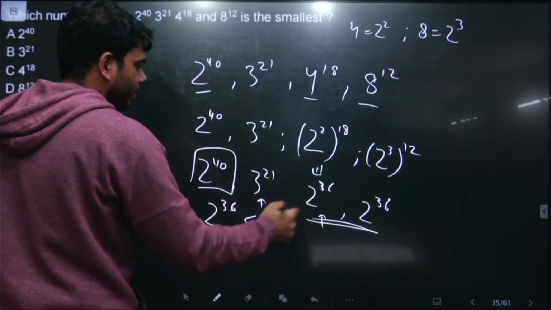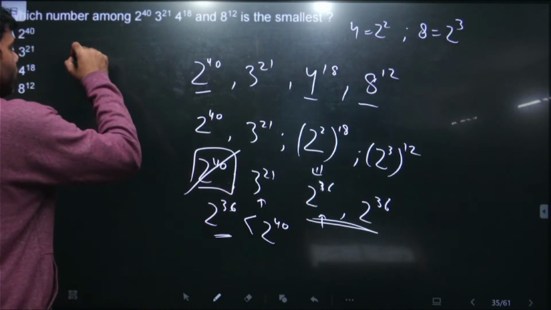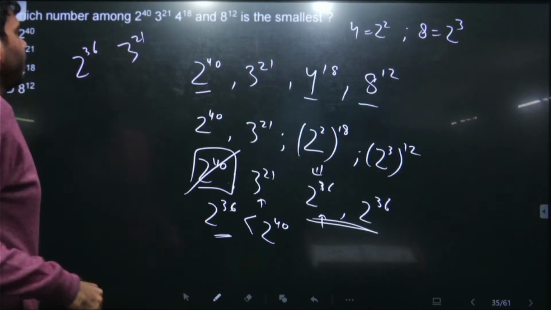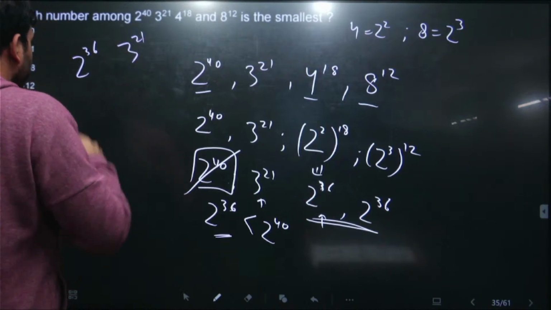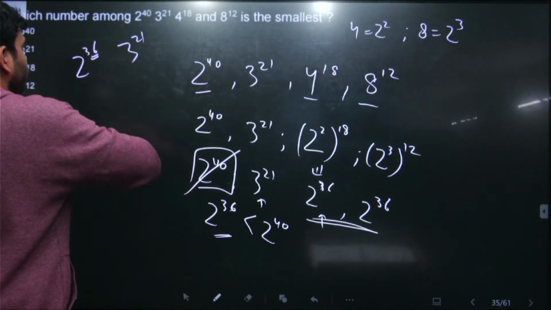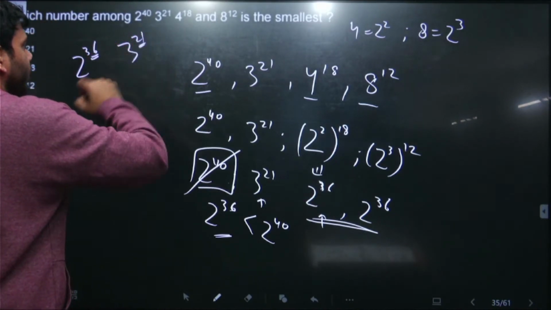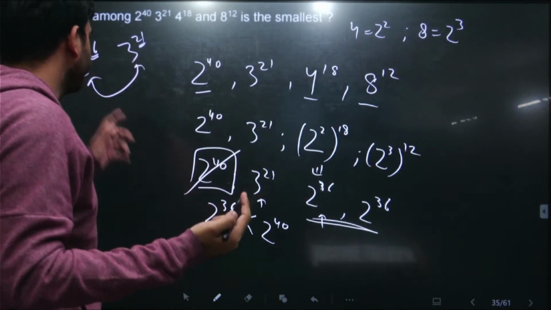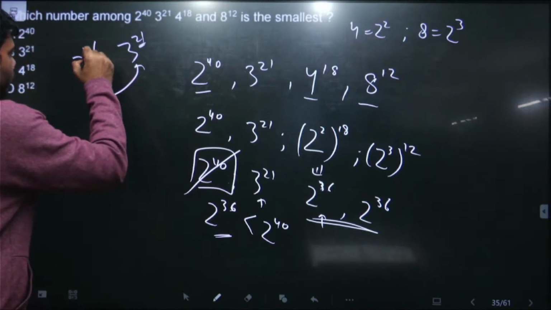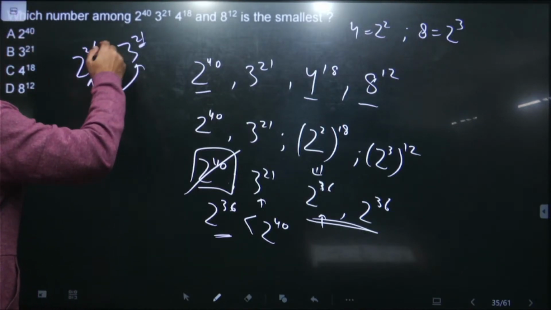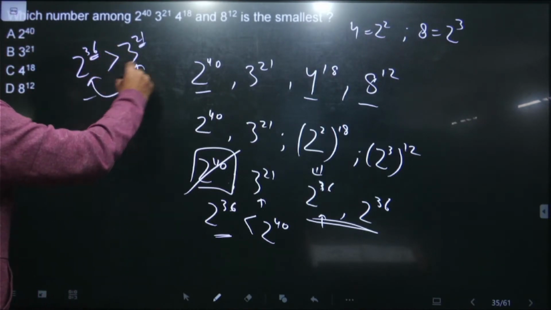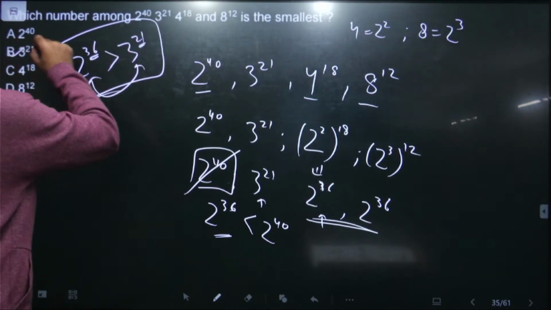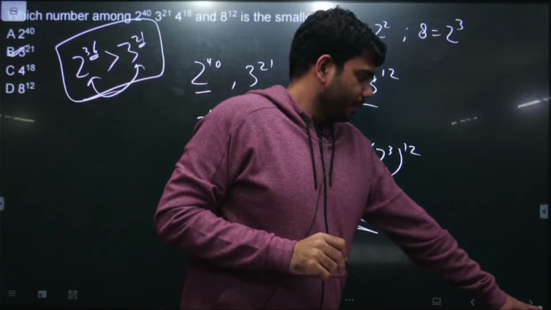This is larger than this thing, so eliminating this thing, we need to compare between 2 raised power 36 and 3 raised power 21, right? Since the power here is 36 and here it is 21, and the difference of the base is only 1, this is 2 and this is 3. Since the power of 2 raised power 36 is so large, very clearly we can say that 2 raised power 36 is greater than 3 raised power 21. So here the answer will be option number B.